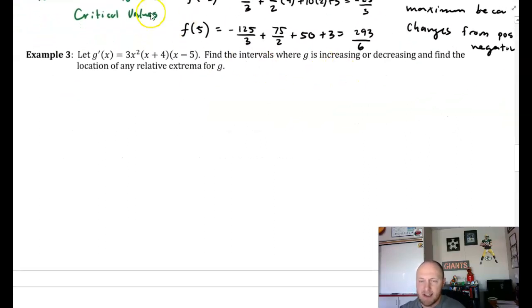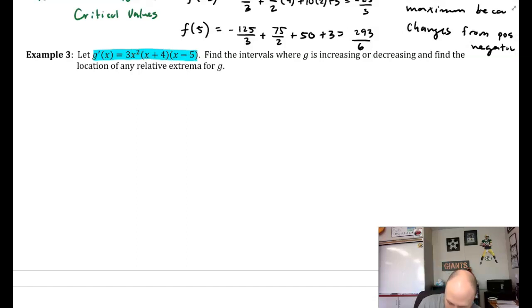All right, so let's go ahead and look at example number 3, and example number 3 does just that. They say let g prime of x equal 3x squared times x plus 4 times x minus 5, and we want to find the intervals where g is increasing, where it is decreasing, and then to find the location of any relative extrema for g. Okay, notice step 1 already done. I am already given g prime. So in order to do the first derivative test, the first derivative is already given.